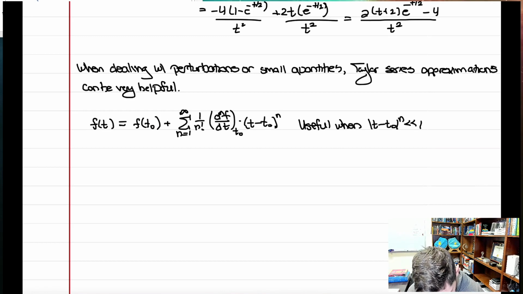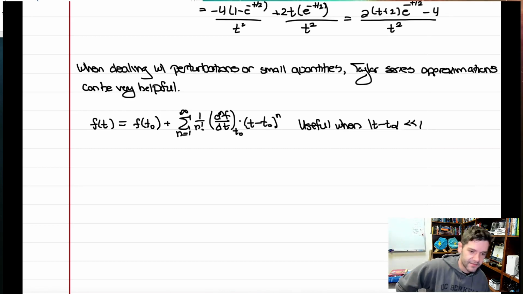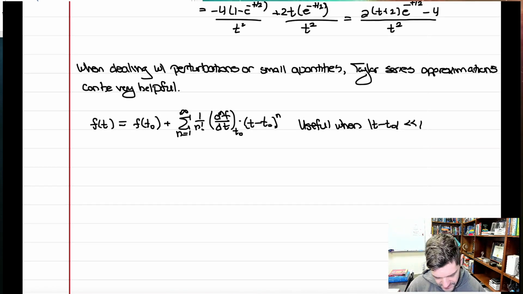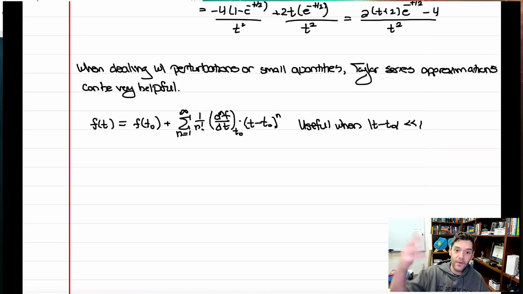Or really, I could say that when t minus t naught is much, much less than 1. Because if that's a small quantity, as I raise a small quantity to higher and higher powers, they get even smaller and smaller and smaller. Right? 10 to the minus 6, I raise it to the second power, that's 10 to the minus 12. Raise it to the third power, it's 10 to the minus 18. These things are dropping off exceptionally rapidly.